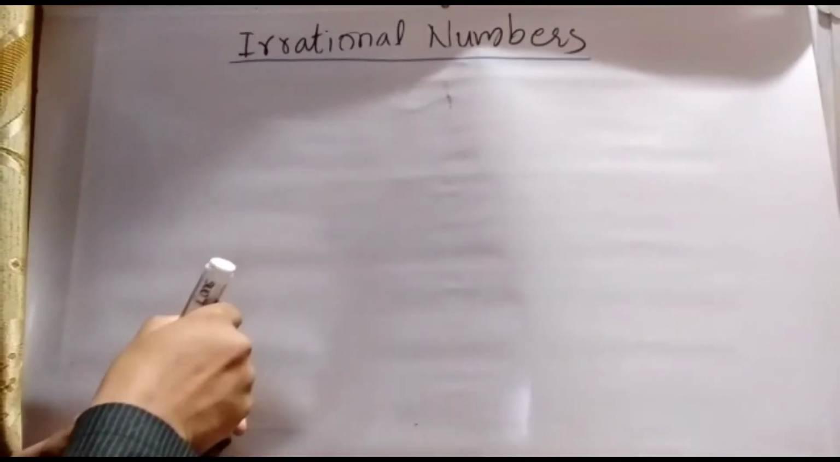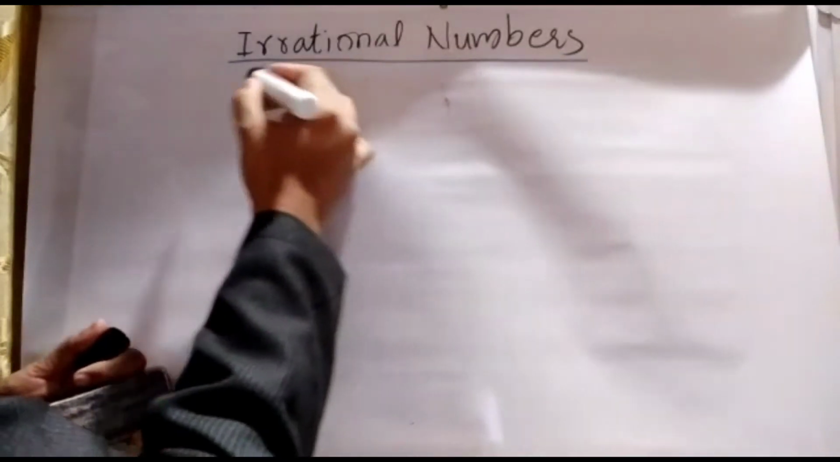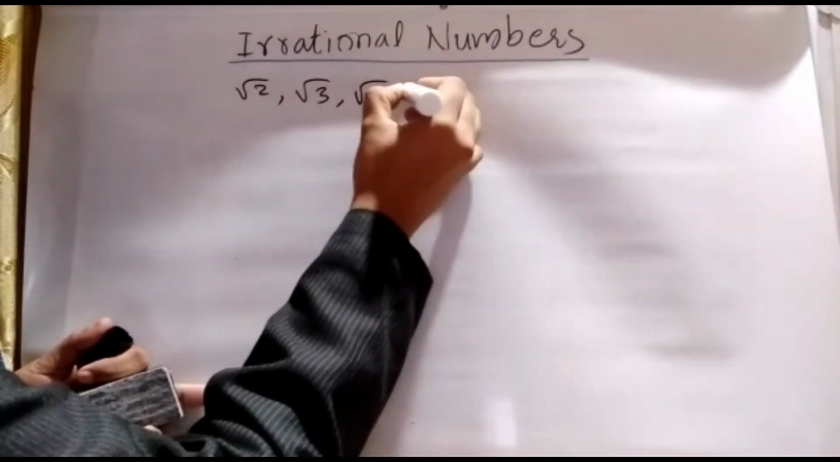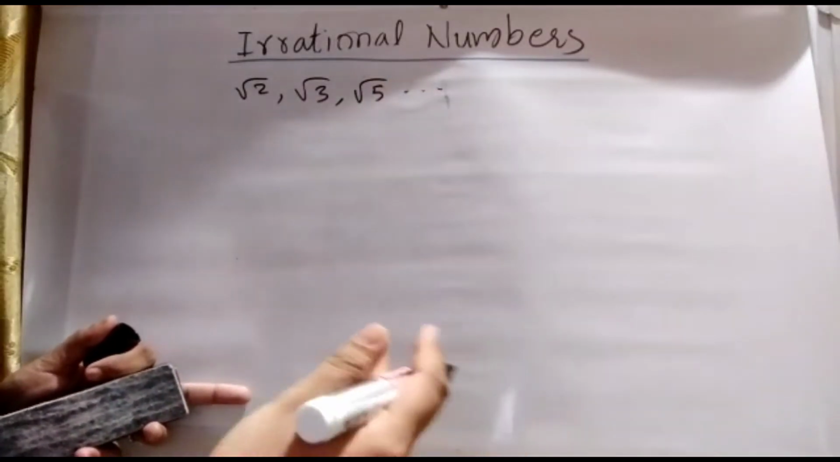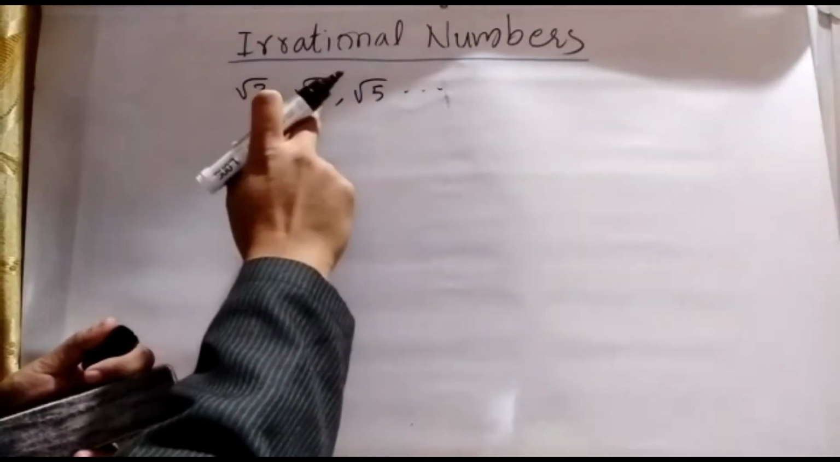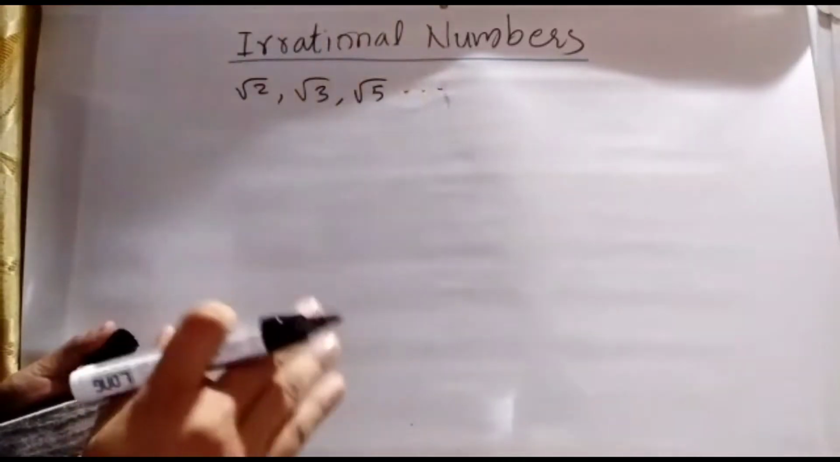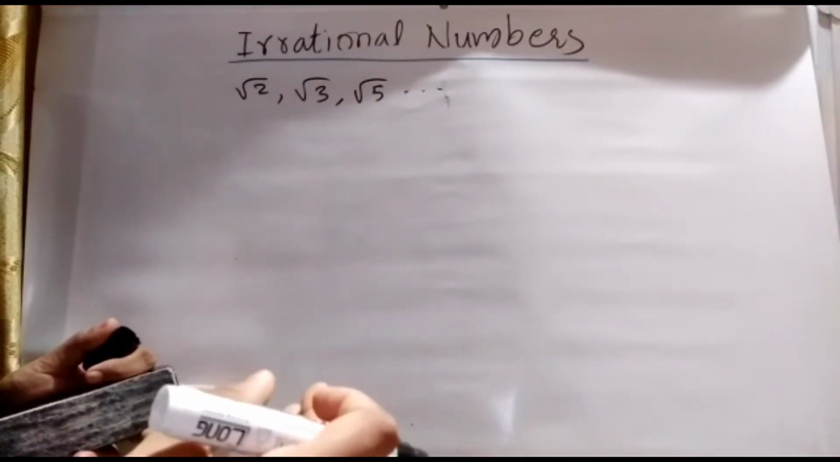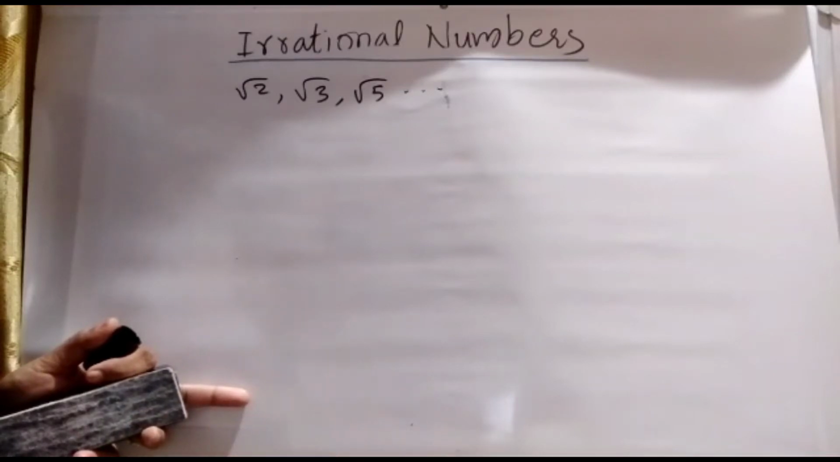Today we are going to learn about irrational numbers. Can you say a few examples of irrational numbers? Yes. Root 2 is irrational. Root 2, root 3, root 5, etc. We all know root 2, root 3, root 5. These types of numbers are irrational numbers. Then what do you mean? What is the difference between rational and irrational?